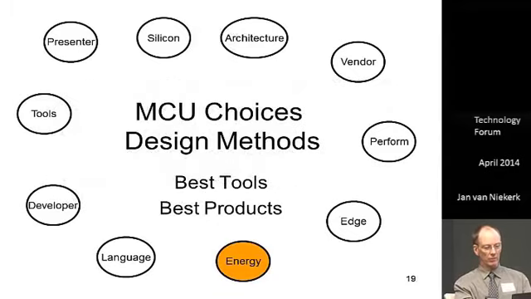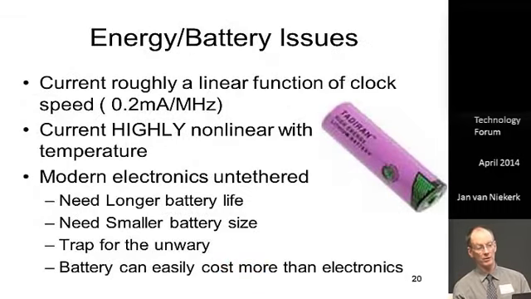Then finally, I just want to talk a little bit about the energy, because the microcontroller needs energy to run. So a couple of points on that: roughly, current is a linear function of the clock. At this point, the typical microcontrollers that we're talking about run between 0.1 and 0.2 milliamps per megahertz. If you're running at 10 megahertz, it's going to draw somewhere between 1 and 2 milliamps. So it's good insight to understand that the current is linear.